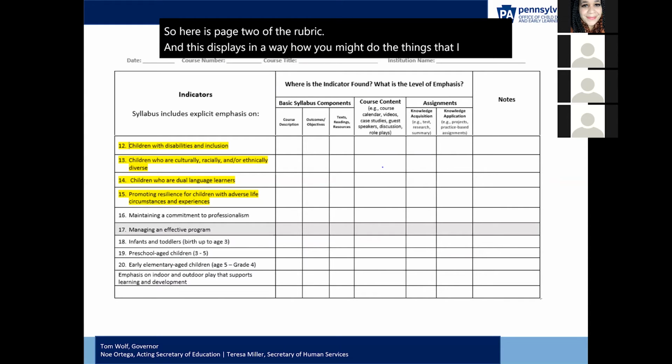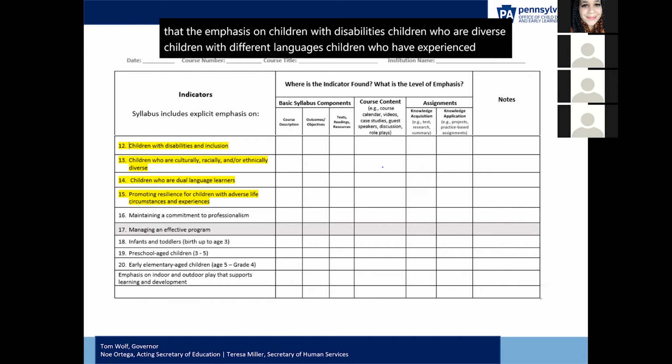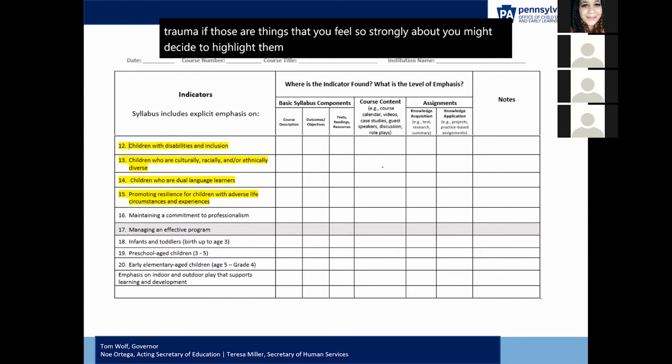So if, for example, one of the things as a program you decide is that for every course in your program, you want to make sure that the emphasis on children with disabilities, children who are diverse, children with different languages, children who have experienced trauma, if those are things that you feel so strongly about, you might decide to highlight them and make them a feature of every course if they are not now.